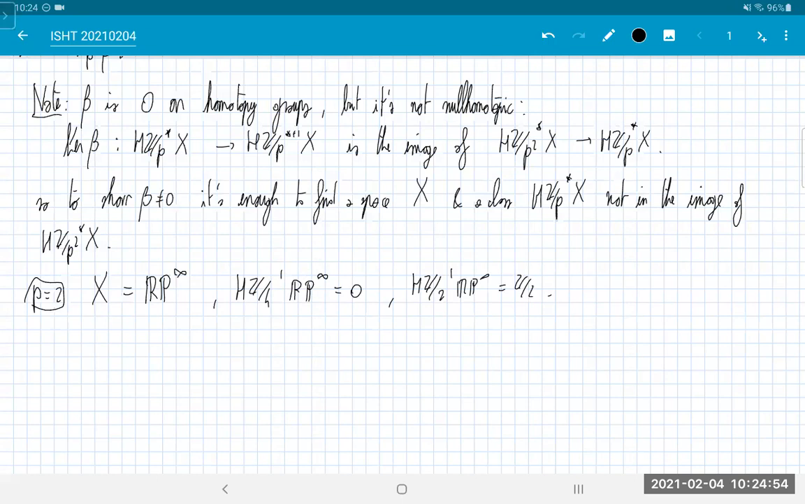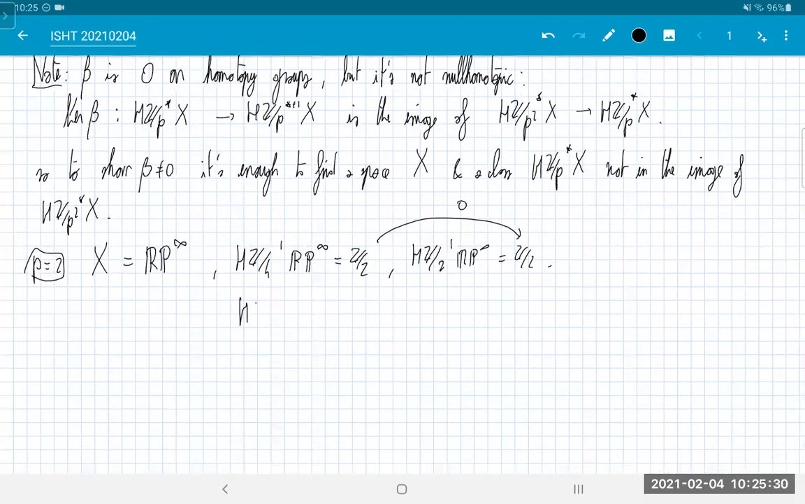And well, is it 0? Hold on. It has to be 0. In any case, this map is certainly the 0 map. It's a Z mod 2 here, but this map is the 0 map. What is certainly true is HZ1 RP infinity is 0. That you can check, it's easy.